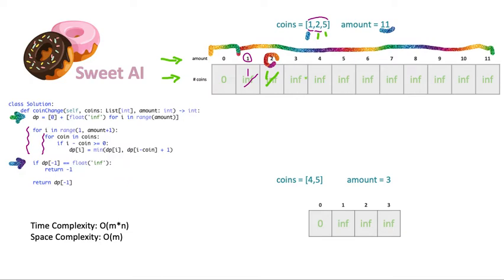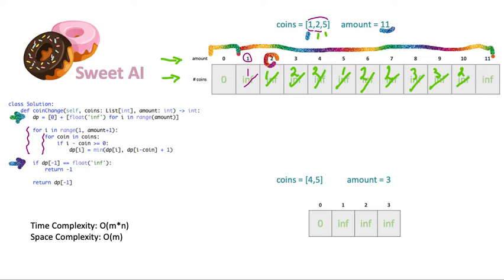So for making $3, we need 2 coins, 1 and 2. And for 4, we need 2 coins. And for 5, we need 1 coin because we have a 5 here. For 6, we need 2 coins, and for 7 we need, let's see, 2 coins, and for 8 we need 3 coins, and for 9 we need 3 coins, and for 10 we need 2 coins. I'm going to solve the example for this one so you can better understand.